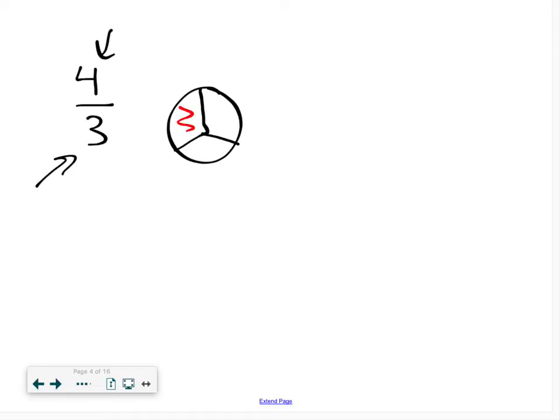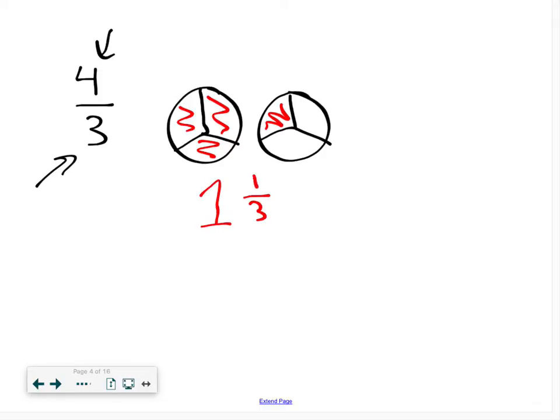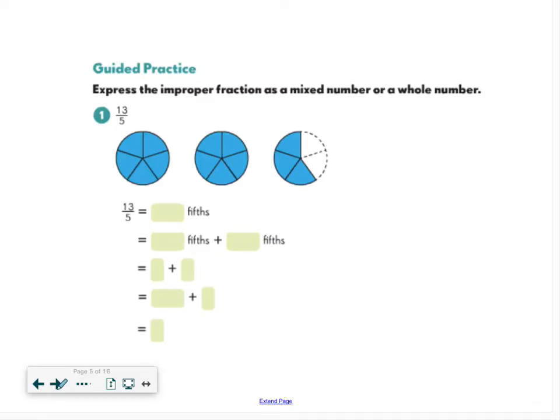Well, look, there's 1, 2, there's 3/3, but I have to keep going because I actually have 4/3. Instead of saying 4/3, I could just say that I have 1 whole pizza and I have 1/3 left over. I'm hoping that you realize that 3/3 is the same as 1 whole, and that what's left over right here is this 1/3, okay?